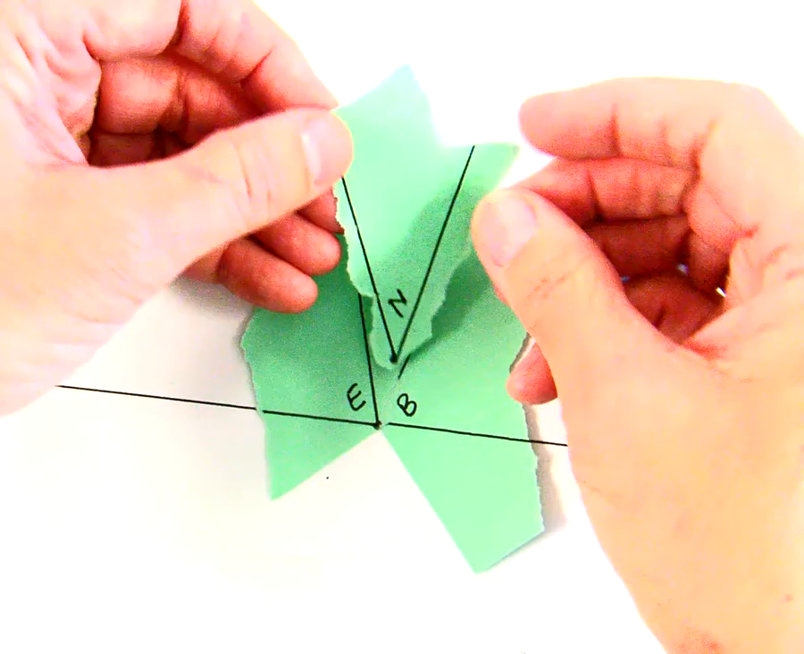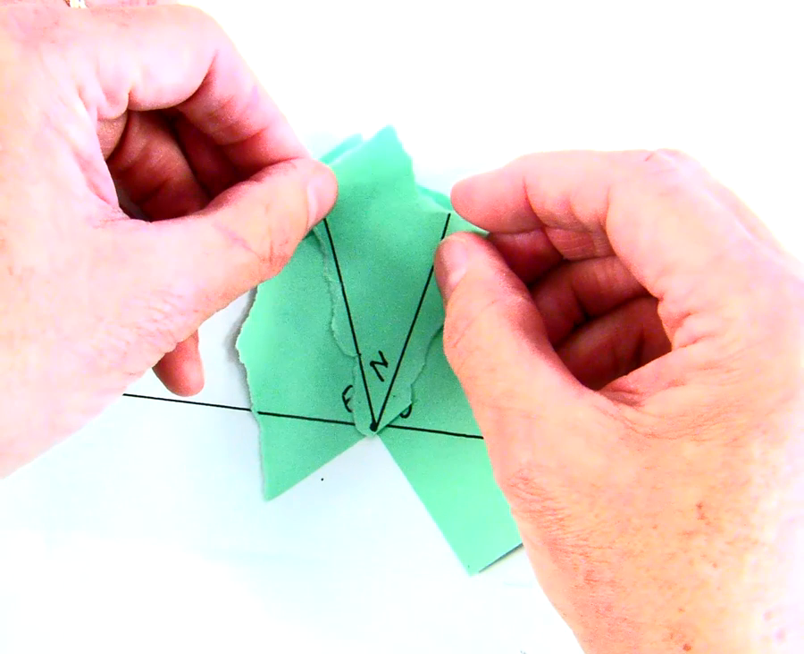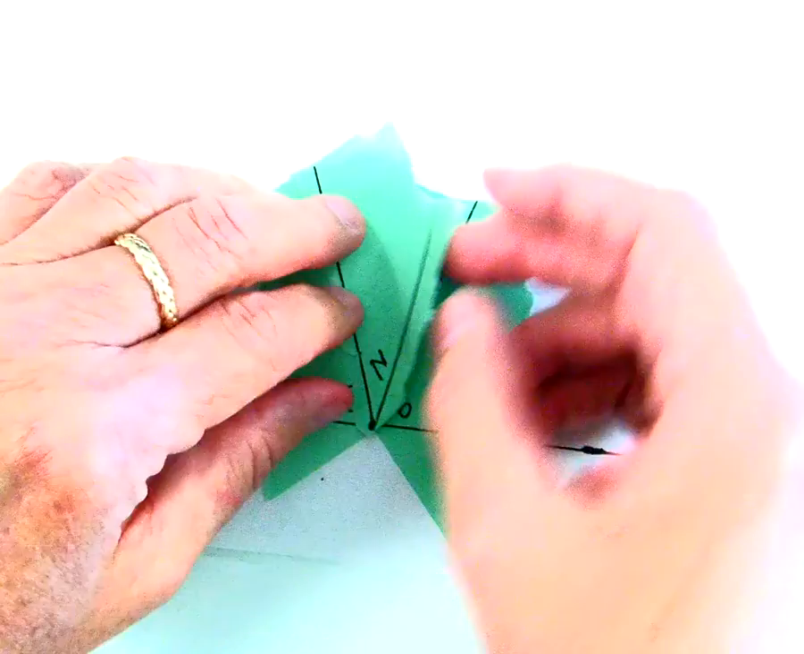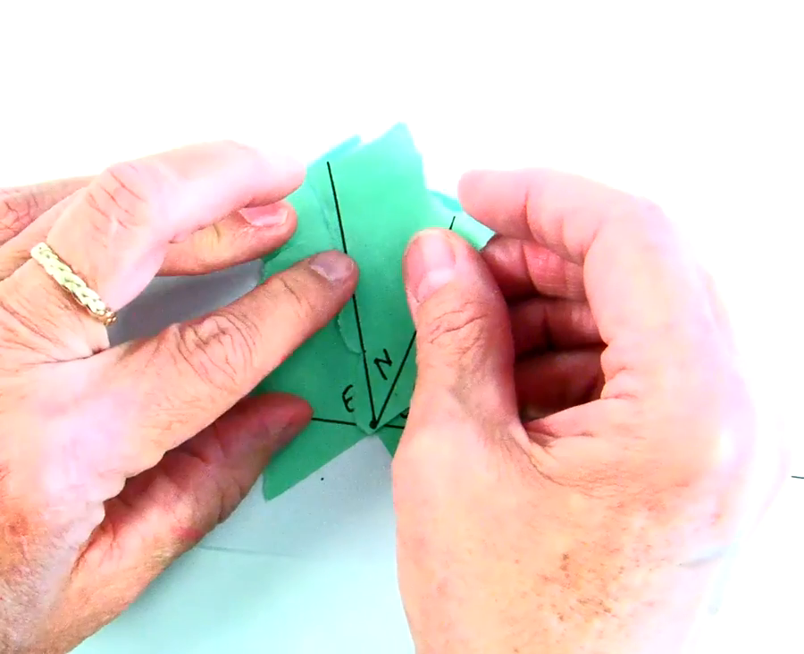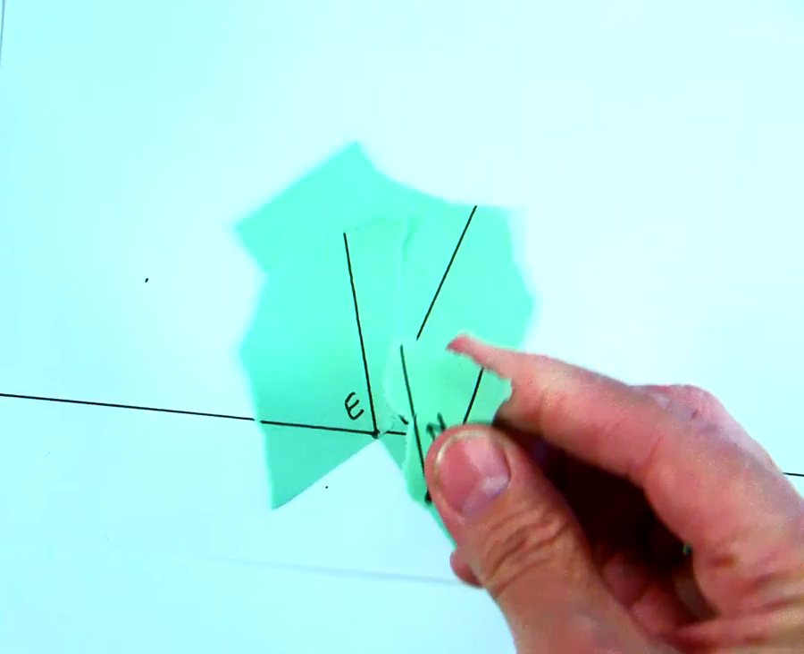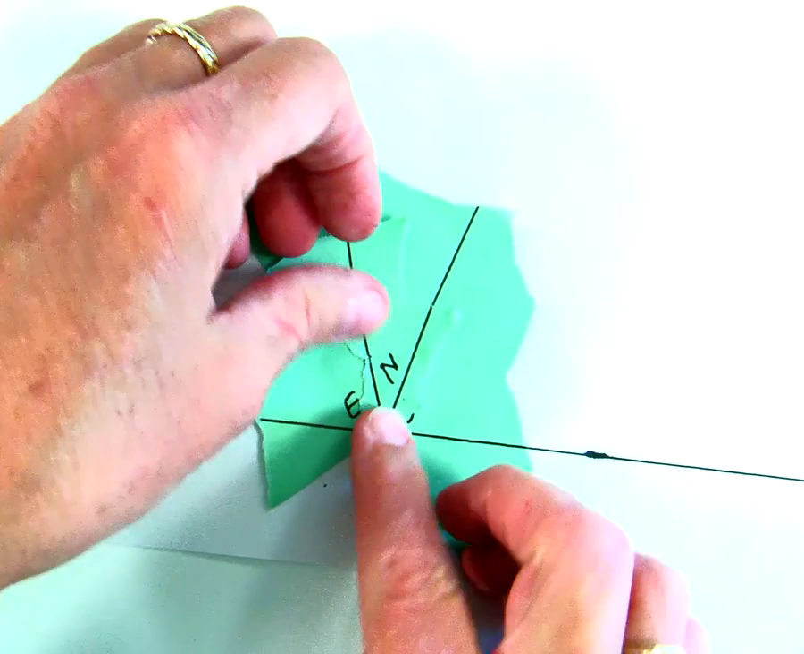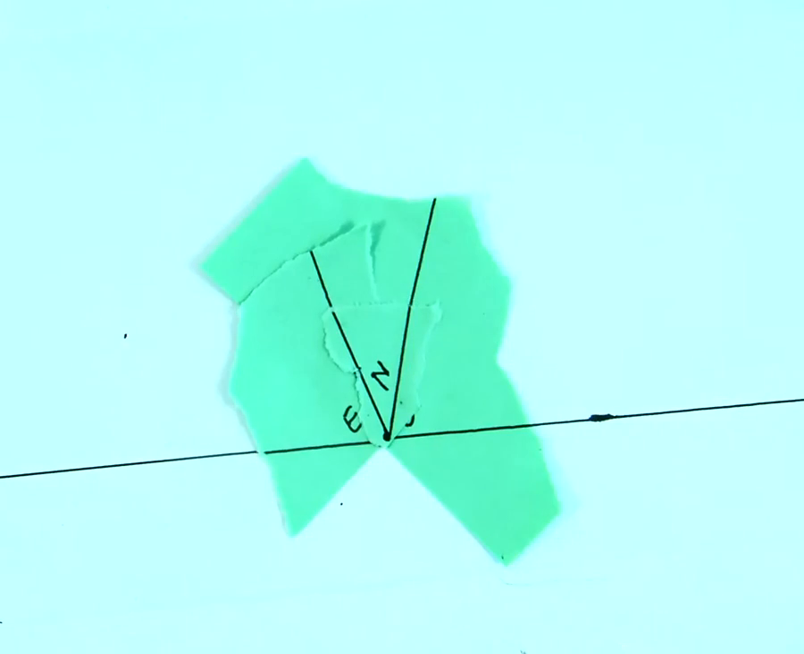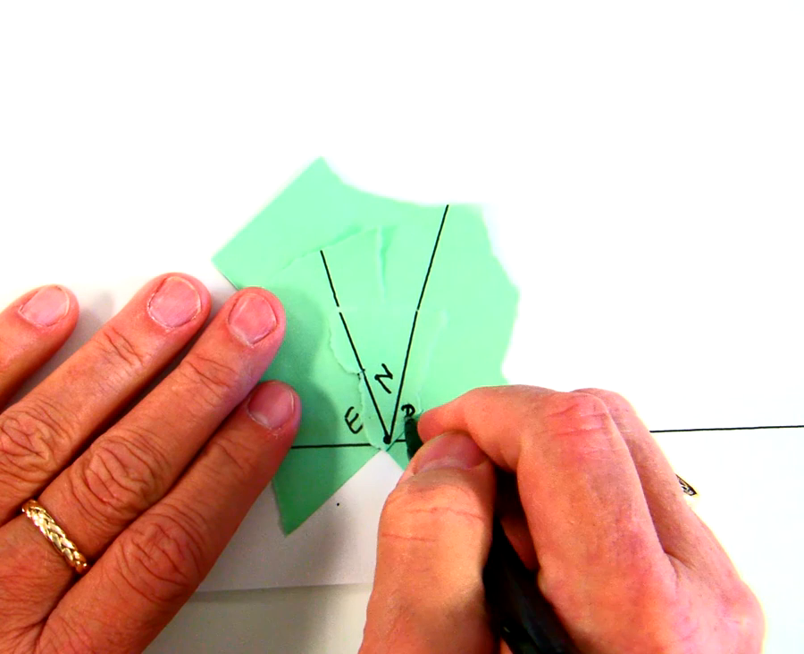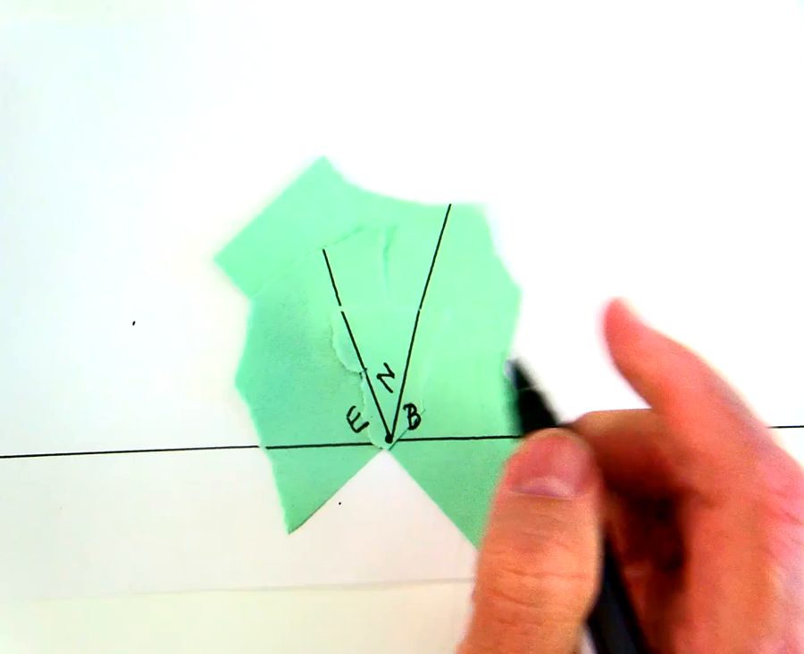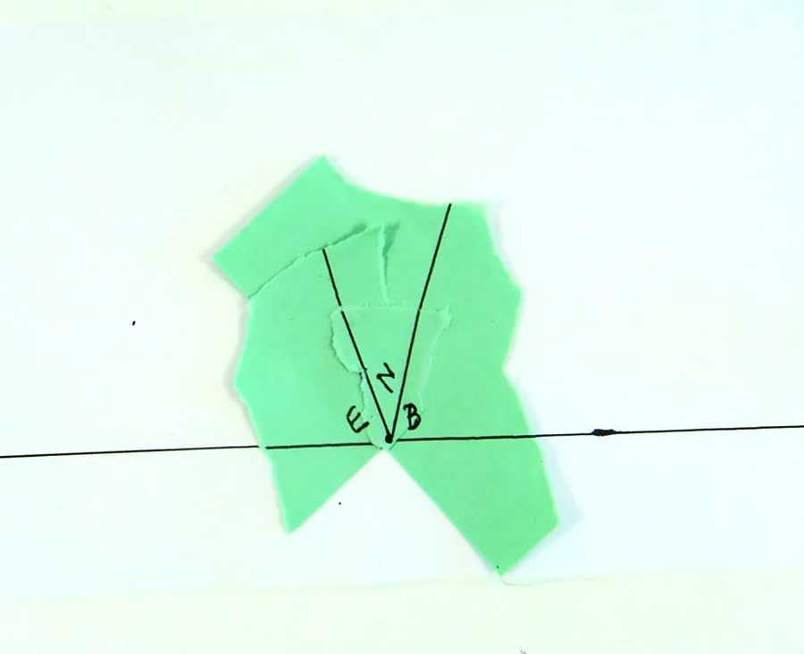And look what happens. It fits exactly. Did you get it? Oh, not quite. There we go. I'll make it a little shorter so you can see. The point is at the same place and the lines lined up. And it works. Here we have angle B, angle E, and angle N, all together here on the line.